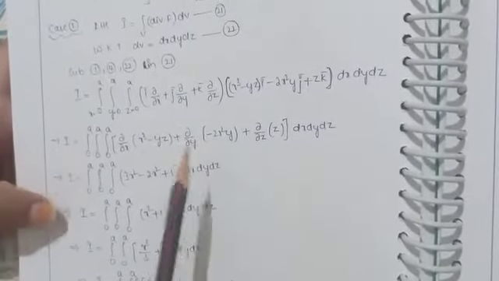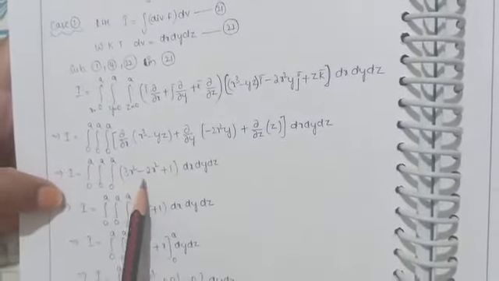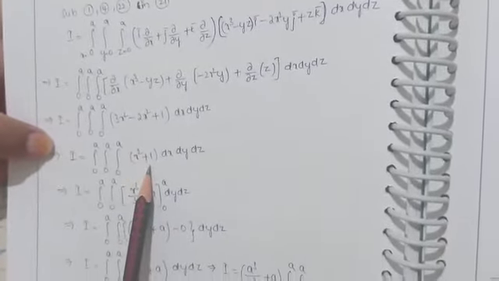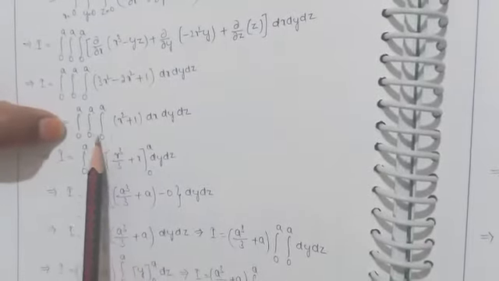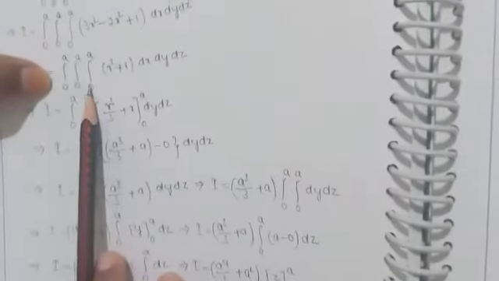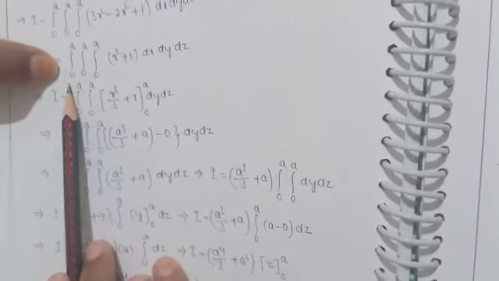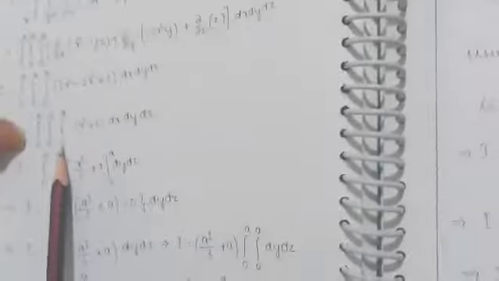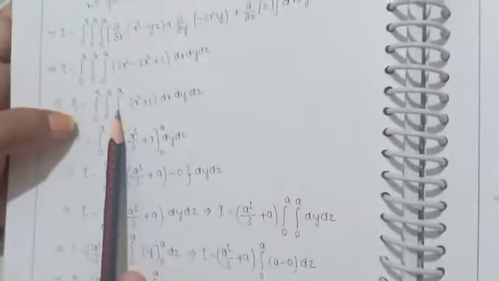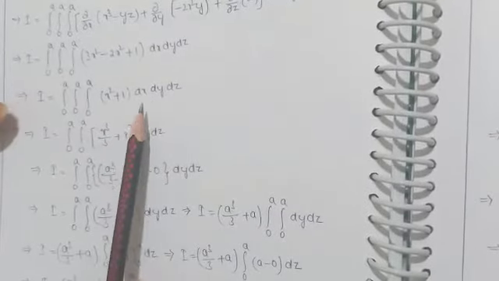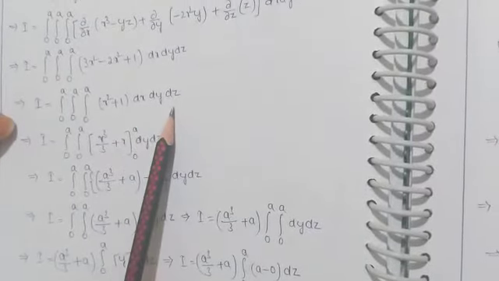on simplification, you will get 3x square minus 2x square plus 1. On simplifying, we got x square plus 1. Here we have taken the limits for the volume integral as x from 0 to a, y from 0 to a, z from 0 to a. It was already simplified in the beginning itself. Now since all the limits are constant, you can integrate any one first. Here I have calculated first with respect to x, followed by y, then z.